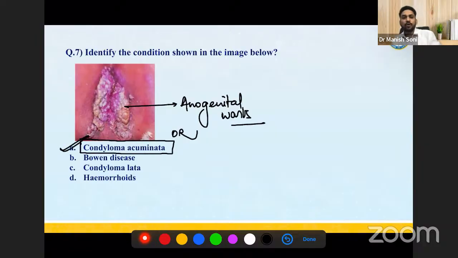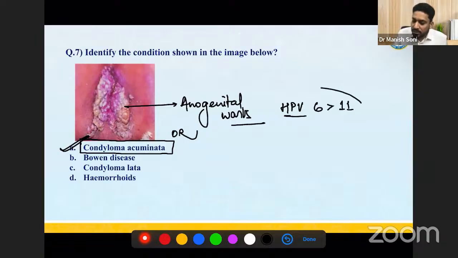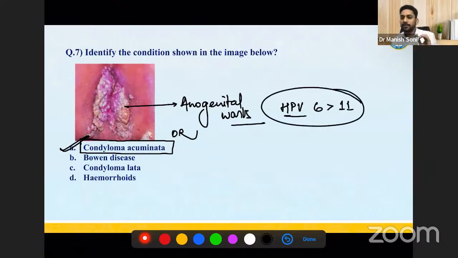So this is a case of condyloma acuminata caused by human papilloma virus 6 and 11. If both come in separate options, choose 6. This is a case of anogenital warts or condyloma acuminata. Now, why is this not Bowen's disease? Because Bowen's disease is a pre-malignant condition, that is carcinoma in situ, which commonly occurs over sun-exposed areas.